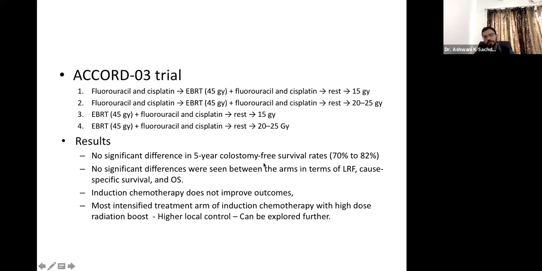So, coming to the conclusion from the 3 trials, mitomycin C is better than cisplatin, and there is no use of giving neoadjuvant or adjuvant chemotherapy, and no use of giving a boost either.